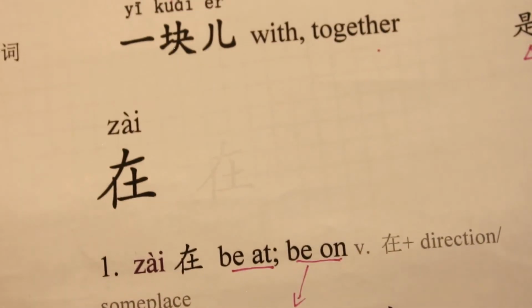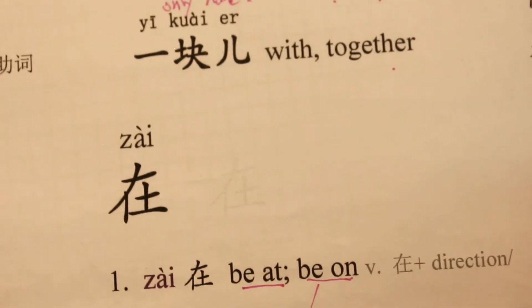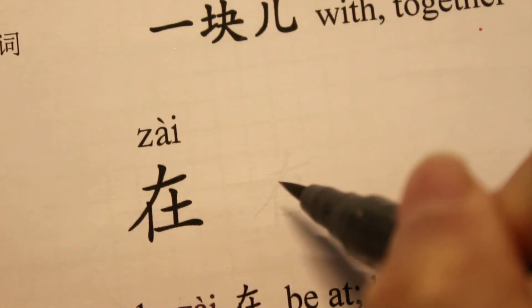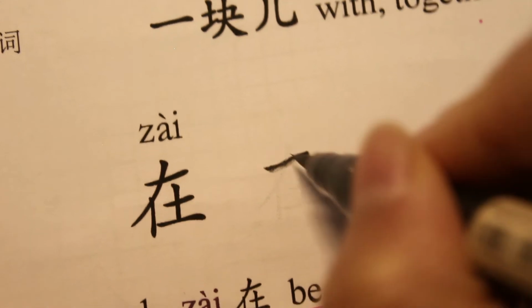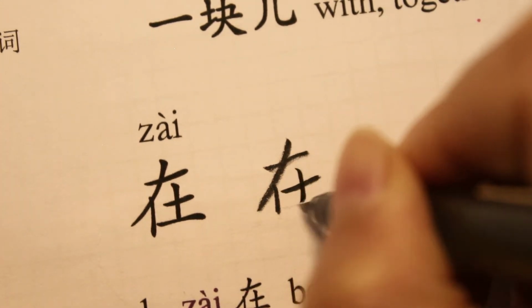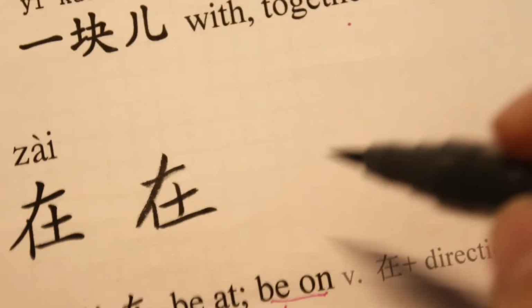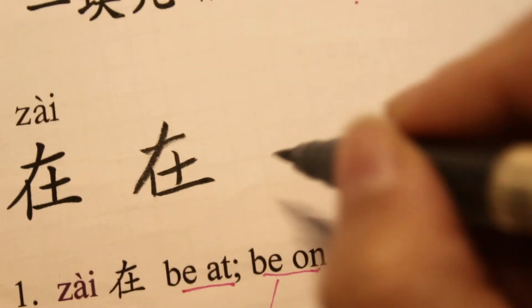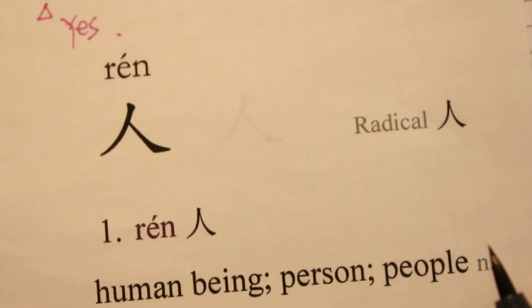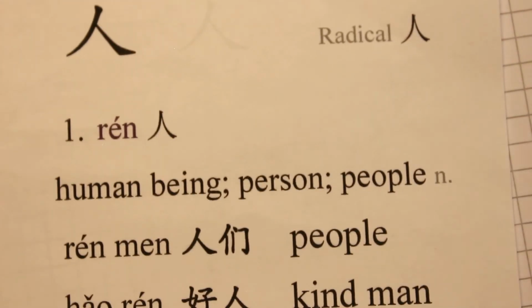Okay, now let's look at how to write this character. 在. 1 2 3 4 5 6. So it's 6 strokes.